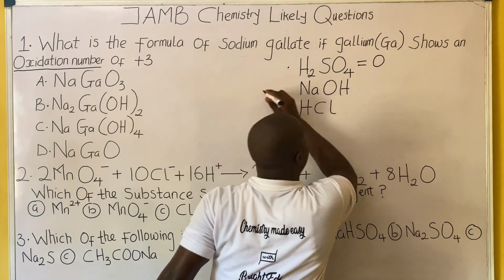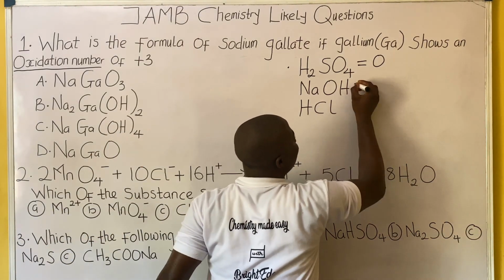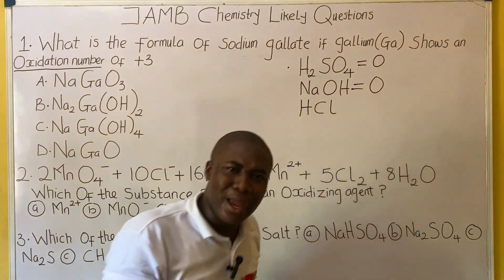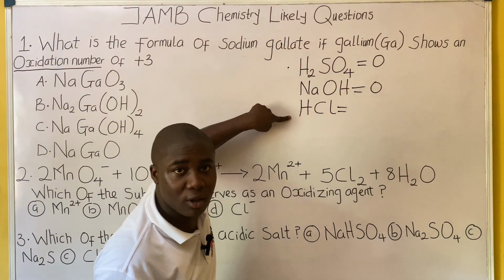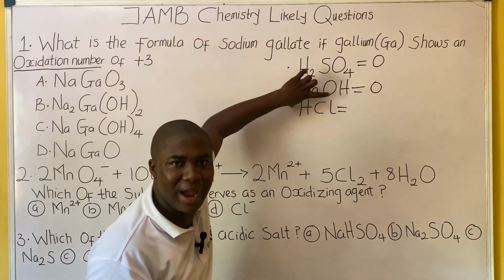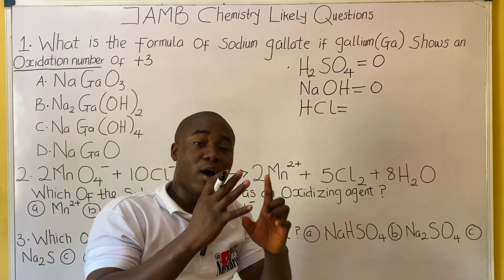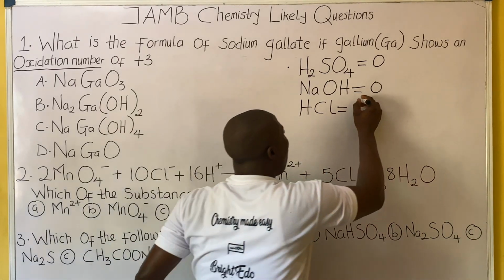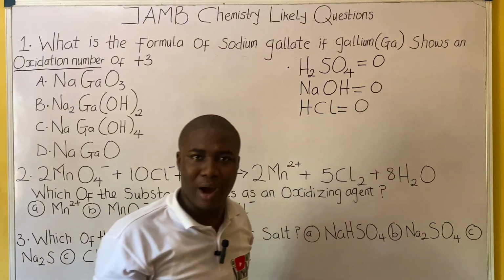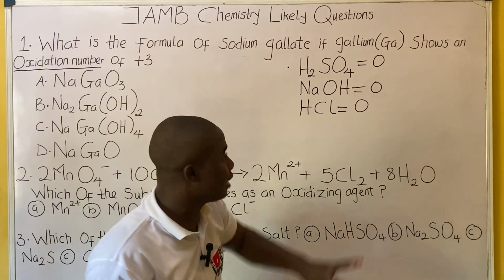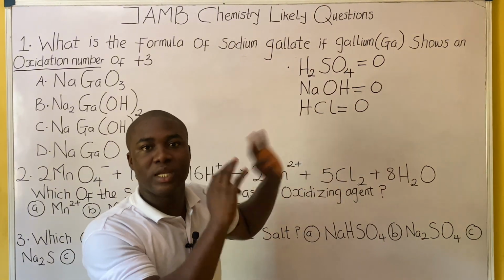What will you say is the algebraic sum of all the oxidation numbers of elements here? 0. Are you there? Same applies to this other one. What is the algebraic sum of all the oxidation numbers of elements in this compound? It is 0. Are you there? So I believe you understand what was explained in this point.